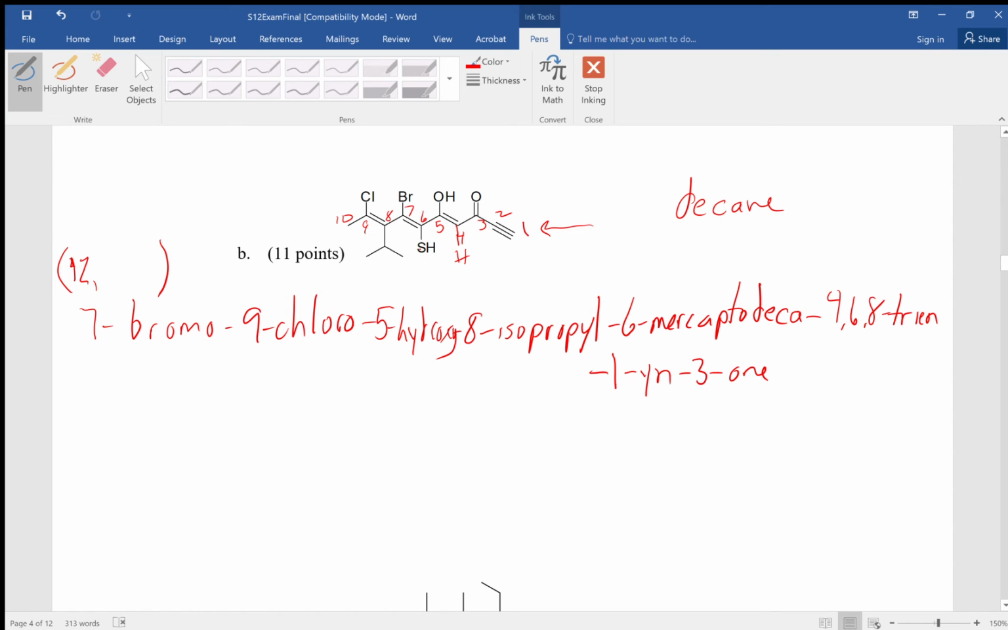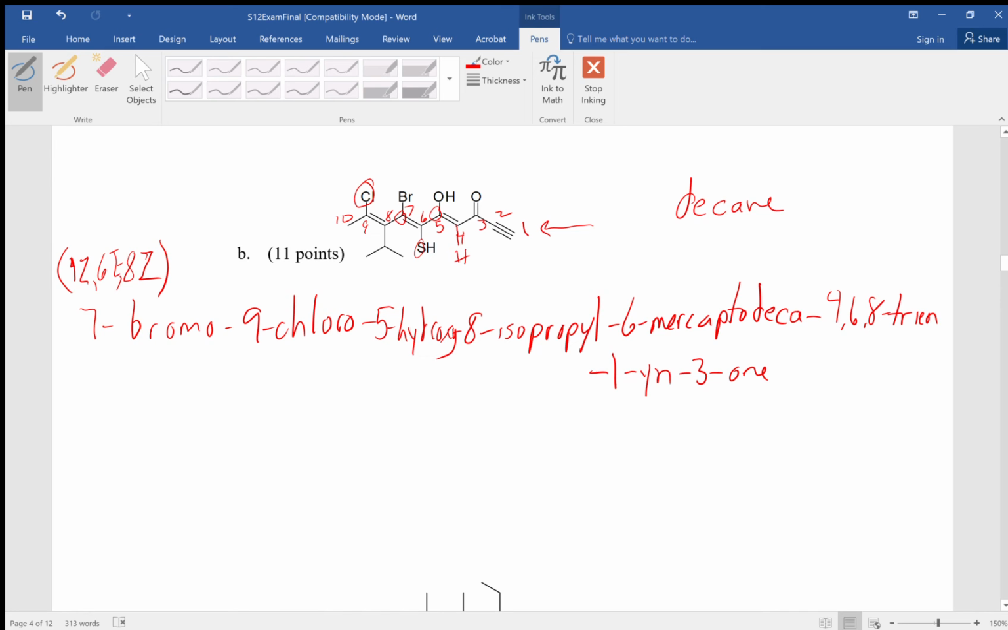At carbon 6, the sulfur is higher priority than carbon, whereas bromine is higher priority than carbon. So those are on opposite sides. So that's 6E. And at carbon 8, the chlorine is higher priority, as is the carbon with the bromine. So those are on the same side. So we have 8Z.